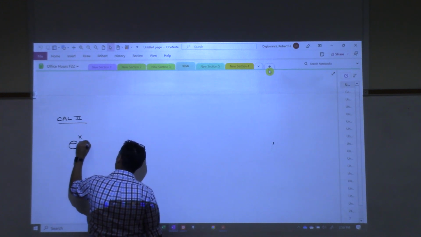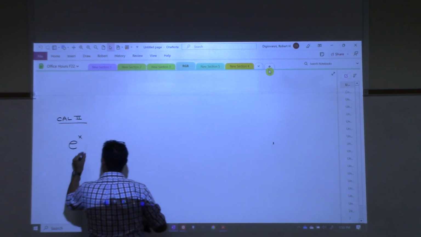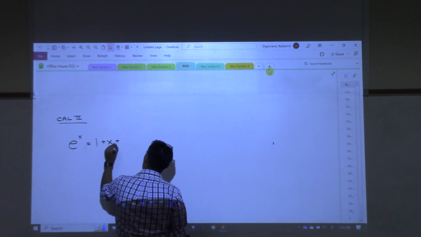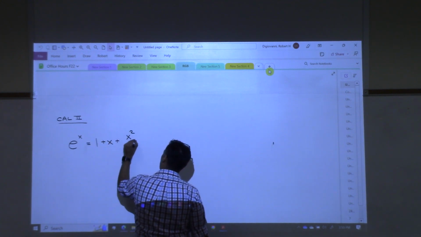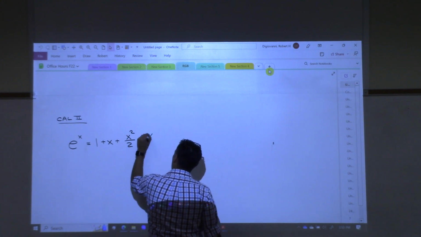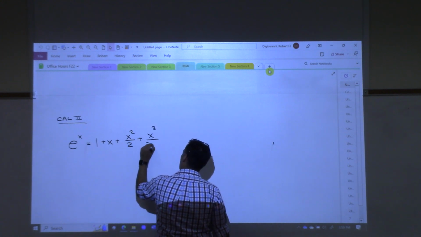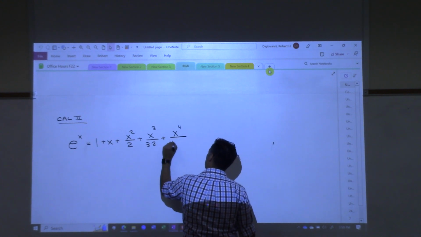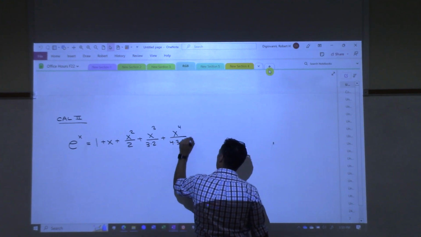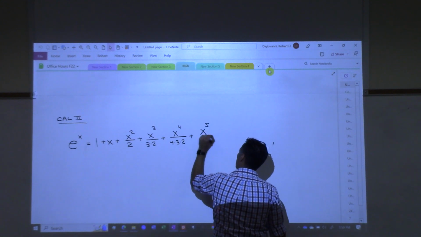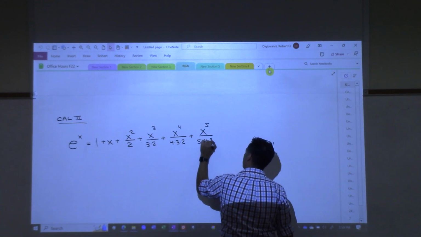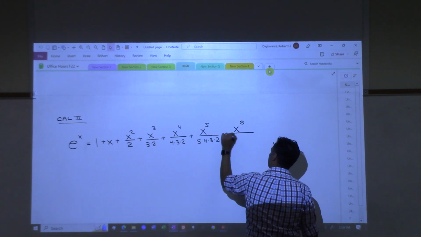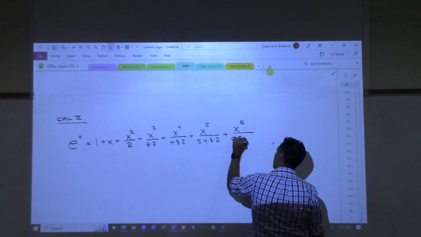That e to the x is, oops, not plus. e to the x is equal to 1 plus x plus x squared over 2 plus x cubed over 3 times 2 plus x to the 4th over 4 times 3 times 2 plus x to the 5th over 5 times 4 times 3 times 2 plus, and guess what? This goes forever, okay?